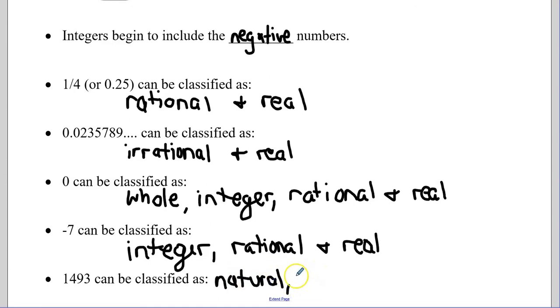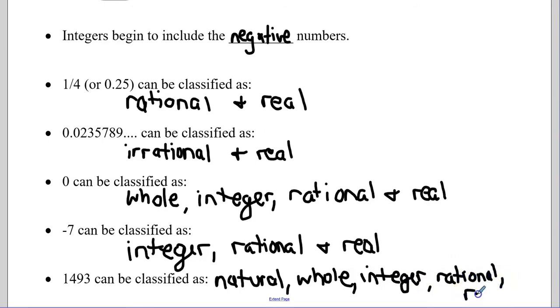It's going to be a whole number. It's going to be an integer. It's going to be rational. And of course, it's going to be real.